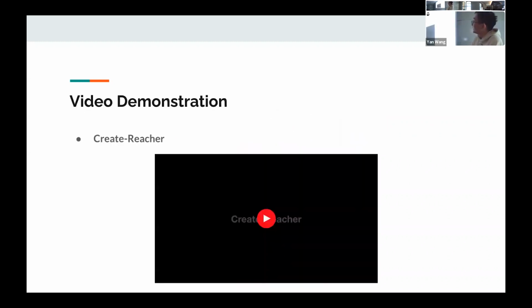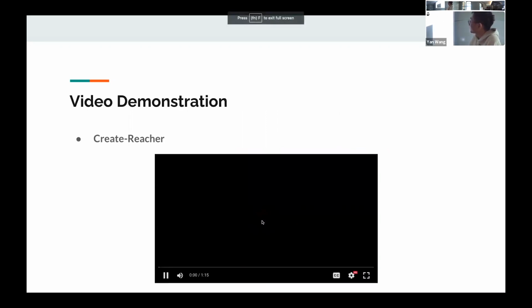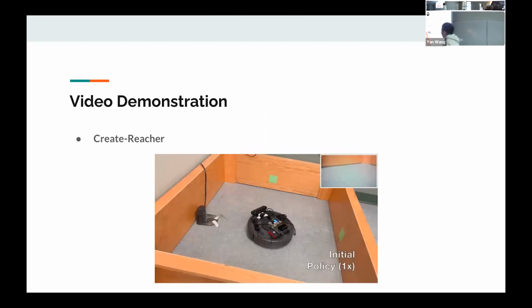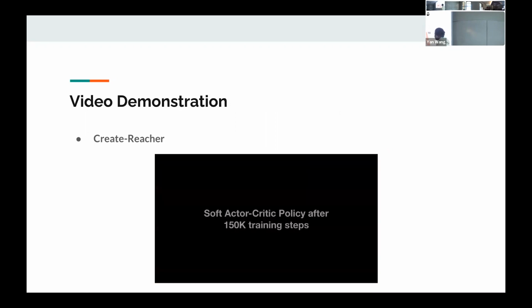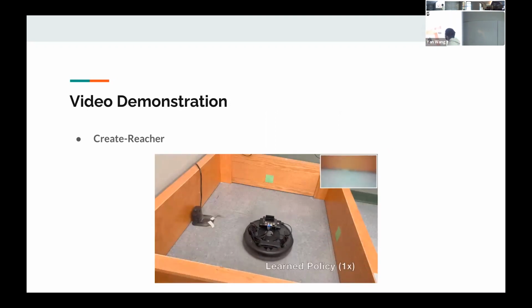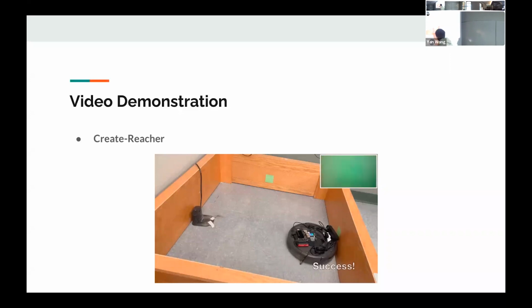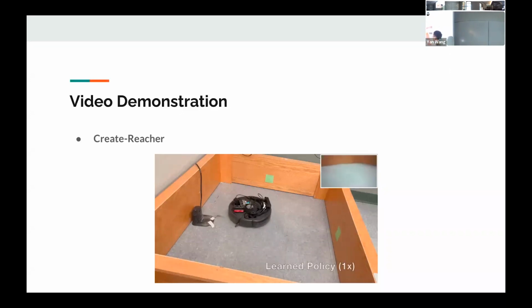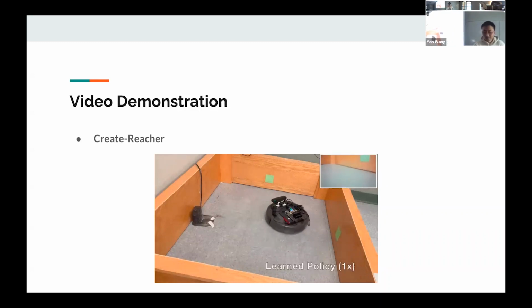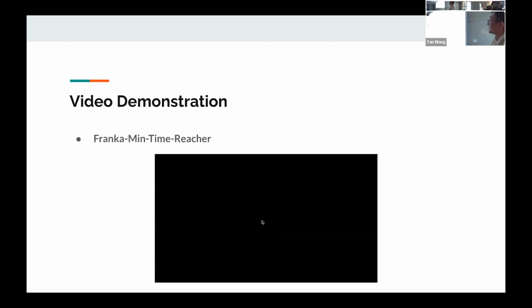So let's look at the learned behavior here. This is the Create Reacher. This is the initial policy. It's quite random and no meaningful movement can be seen here. So after some training, it reached the target. It comes very close to the target, almost touches it. Okay, so due to the time limit, I'm going to move to the next one.